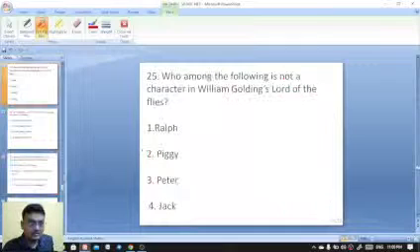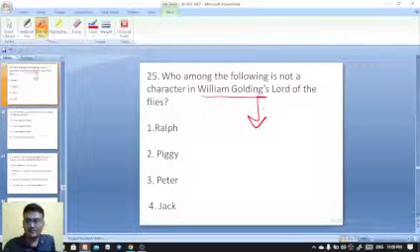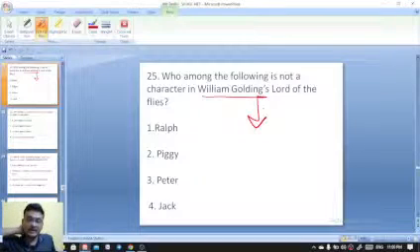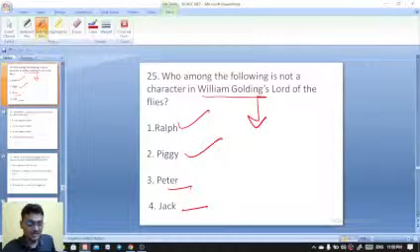Who among the following is not a character in William Golding's Lord of the Flies? Lord of the Rings is by J.R.R. Tolkien, whereas Lord of the Flies is by William Golding. Ralph was there, Piggy was there, Peter and Jack. Who was not there?